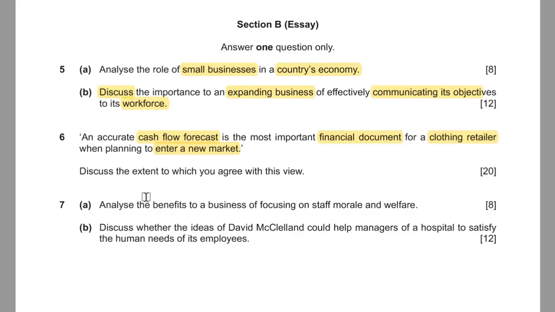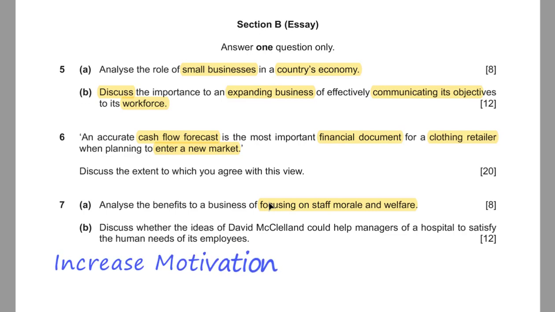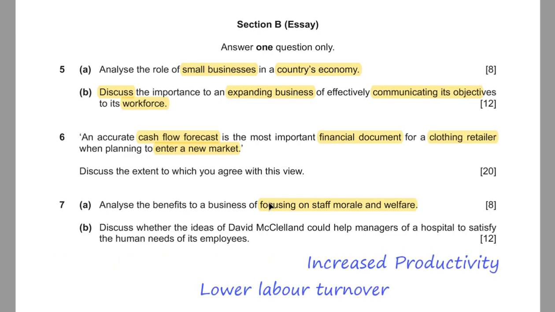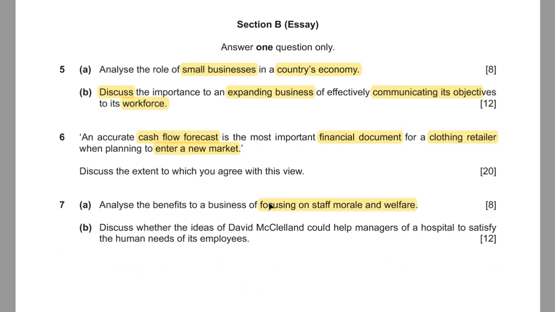So let's have a look at question 7, where we must analyze the benefits to a business of focusing on staff morale and welfare. Now there's no particular context here to any particular type of business, it's just a business. So this one is general and very accessible. So we just think through, can we think of the different benefits of focusing on staff morale and welfare? Well, there's increased motivation, increased productivity, lower labor turnover, employees are more likely to give ideas and contribute to the firm's success. So there's any number of benefits that you could build chains of analysis on for this question.